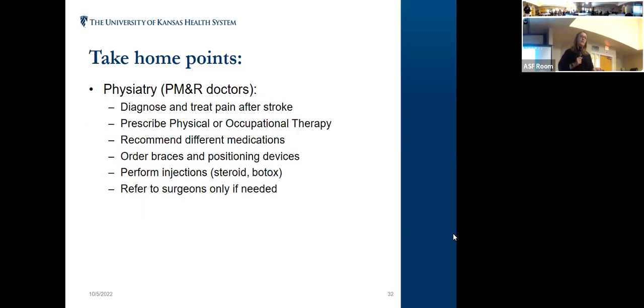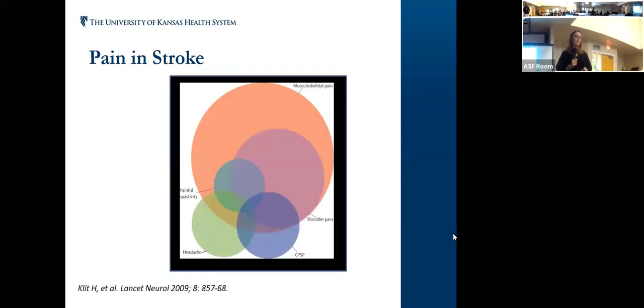I have to make a little plug for physiatry, or physical medicine and rehabilitation doctors, which is what I am. This is what we do. We diagnose and treat pain after stroke. We prescribe physical and occupational therapy. We can prescribe different medications. We can order braces and positioning devices. We can do some injections. And we can refer you on to a surgeon or a pain anesthesia doctor if you really need to. So if you have pain, you might think about seeing one of us.